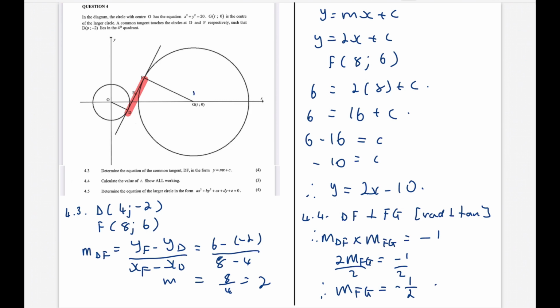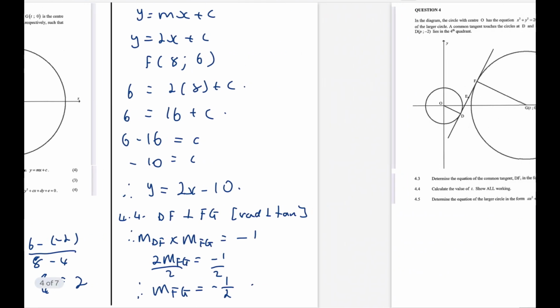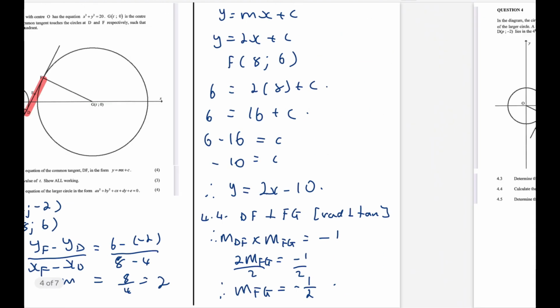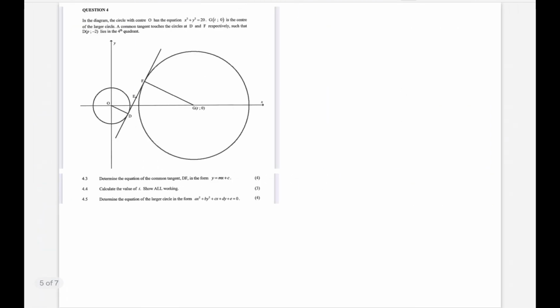Great. We now have the gradient of this line. We can even find the equation of this line now by substituting the point f in order to find c in y is equal to mx plus c. The same thing we did in the previous question for the tangent. So I'm going to say here, y is equal to mx plus c. So y is equal to -1/2 x plus c. This is the equation of the radius, fg.